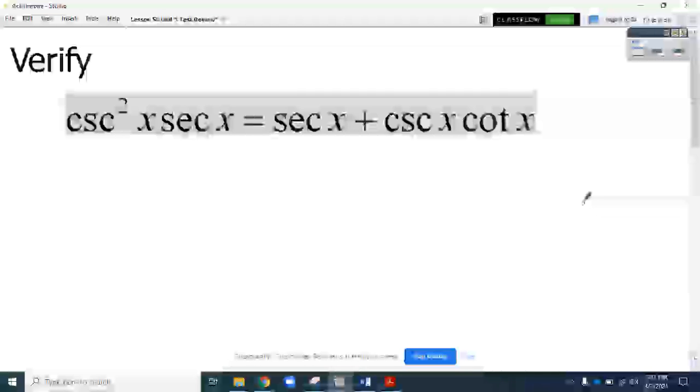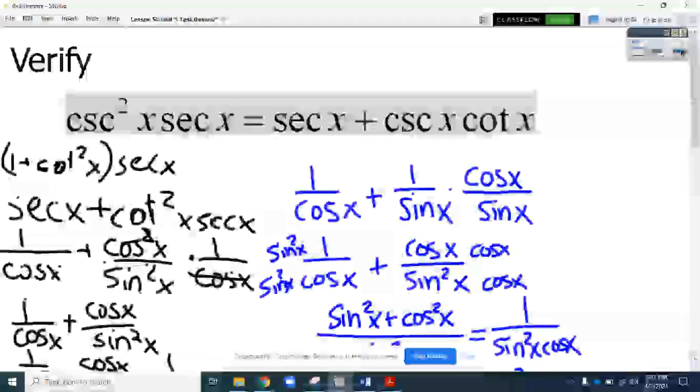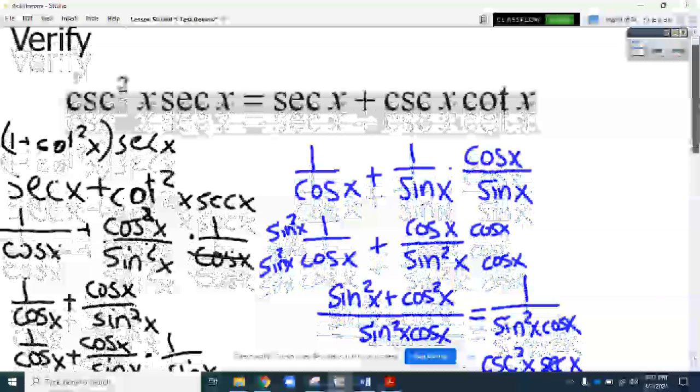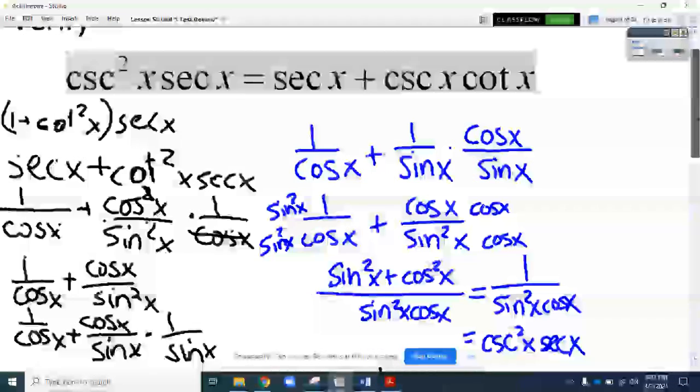I want you to verify this identity. Pick which side. Remember, you're allowed to use your identity sheets. So pick which side you want to start with and go for it. All right, so let me show you both sides, really kind of where you decided to start from. And I feel like it makes a difference that I'm letting you use your identity sheet, that maybe more of you thought to do the way on the left.